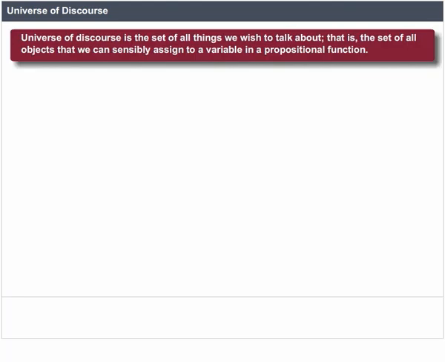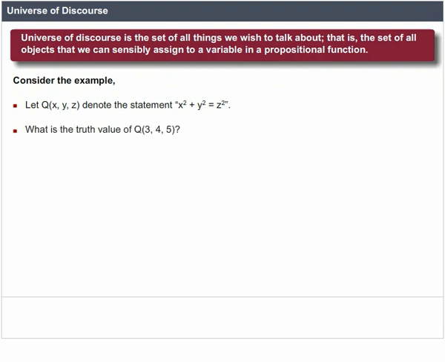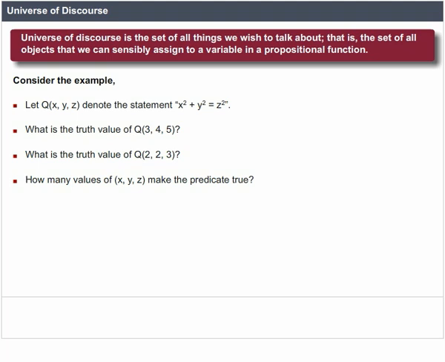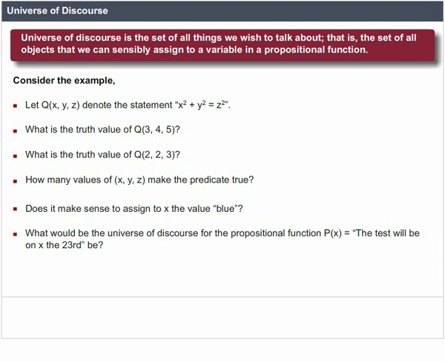Universe of discourse. The universe of discourse is the set of all things we wish to talk about, that is, the set of all objects that we can sensibly assign to a variable in a propositional function. Consider the example. Let Q(x, y, z) denote the statement x squared plus y squared equals z squared. What is the truth value of Q(3, 4, 5)? What is the truth value of Q(2, 2, 3)? How many values of x, y, z make the predicate true? Does it make sense to assign to x the value blue? What would be the universe of discourse for the propositional function P(x) equal to x?